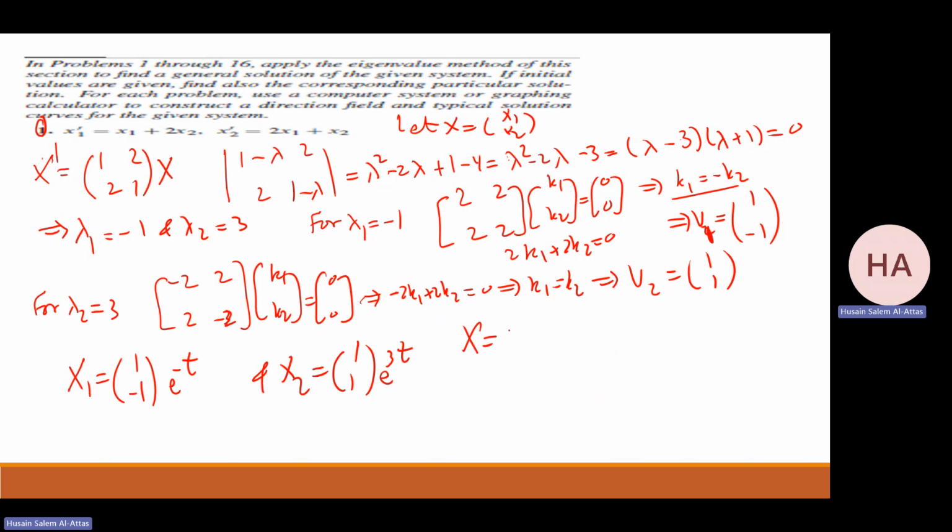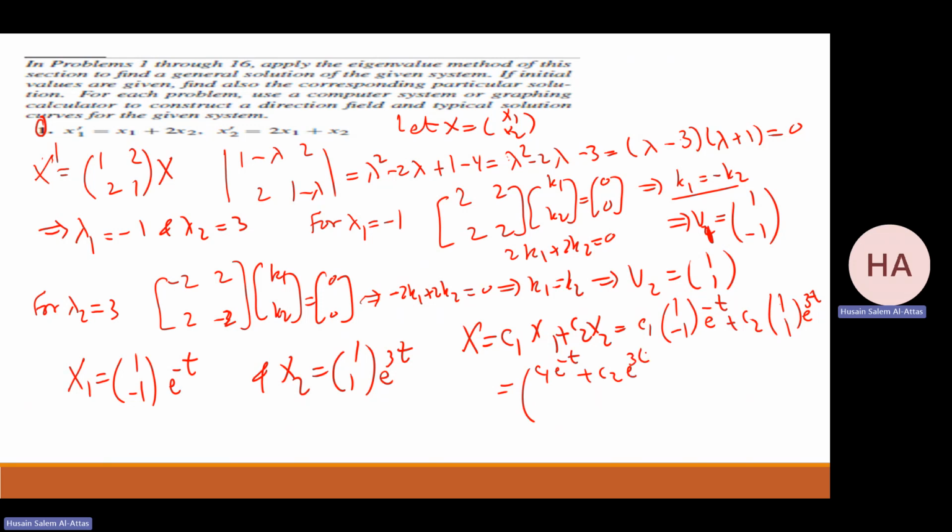My general solution is c1 x1 plus c2 x2. That gives me c1, 1, minus 1, plus c2, 1, 1. By the way, this is the first row: c1 e to the minus t plus c2 e to the 3t. This one: minus c1 e to the minus t plus c2 e to the 3t. That will be x1 of t, x2 of t. That's x1 and that is x2.